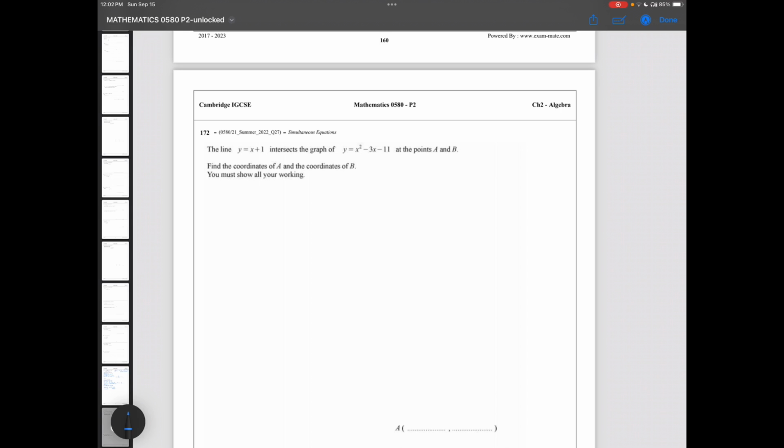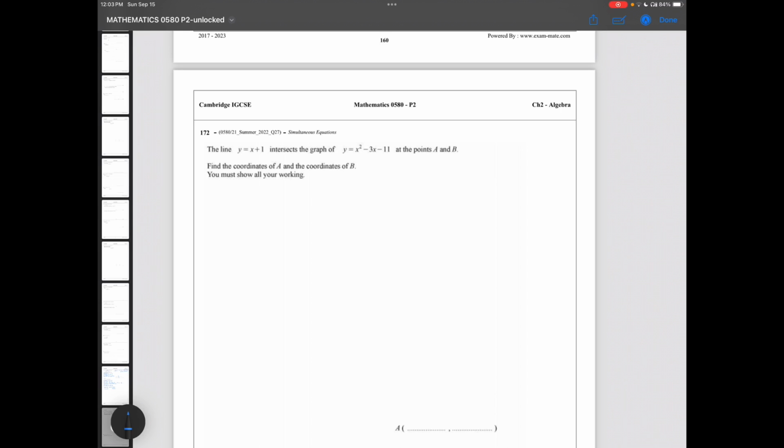So we have been given the equation of a line and a quadratic equation. This line intersects the quadratic equation. A quadratic equation is basically a curve. So this line is intersecting the curve, and we have to find the points at which the line intersects the curve.